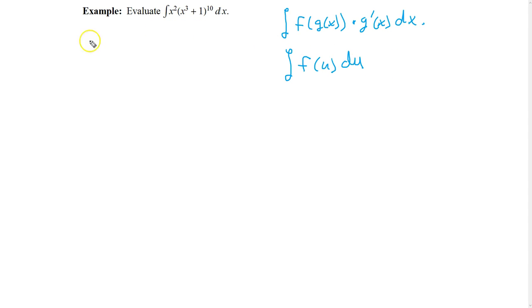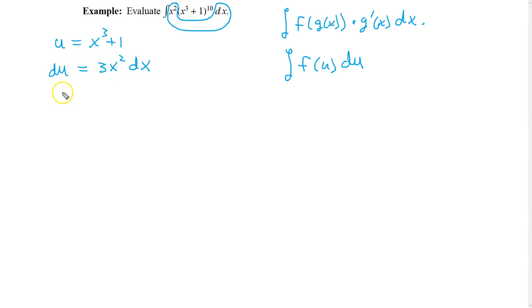So what we're going to do here is we're going to let u equal x cubed plus 1. Then du will be, notice all we did is differentiate the right-hand side. Now if you look at this up here, the x squared dx, we have an x squared dx right here.